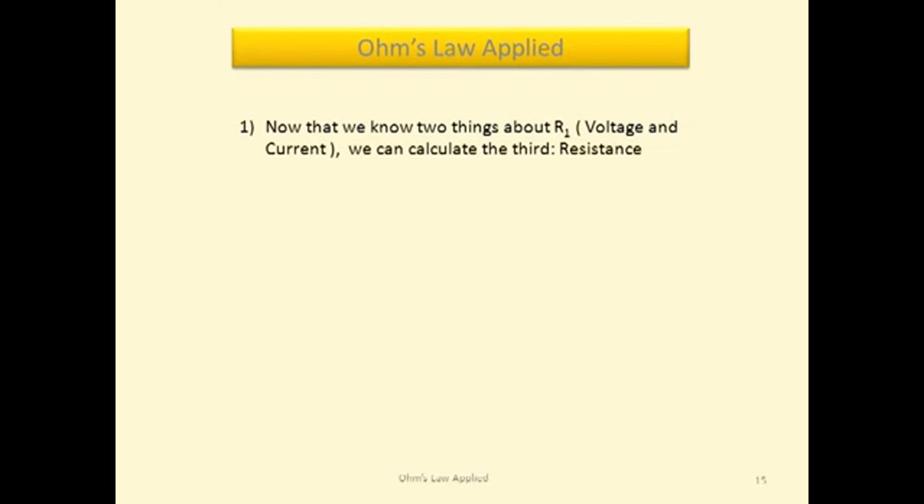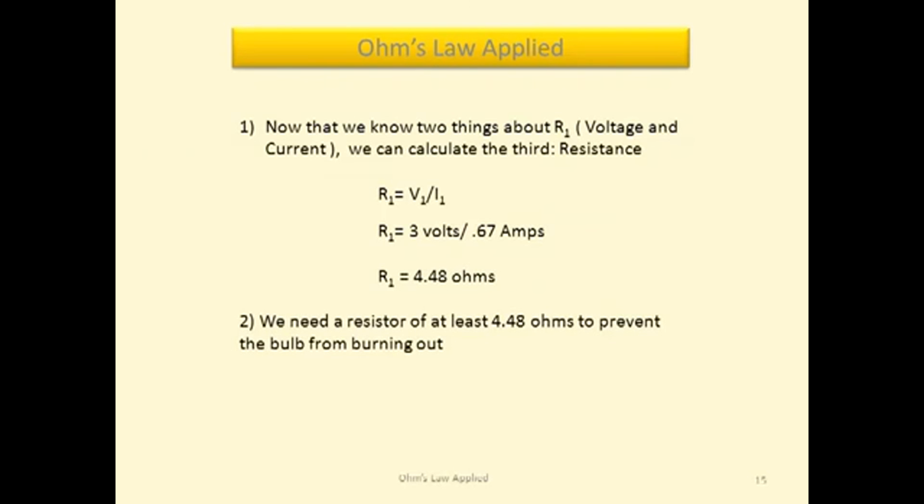Now that we know 2 things about R1, voltage and current, we can calculate the third, resistance. The resistance of R1 equals V1 divided by I1, or 3 volts divided by 0.67 amps. That gives us a resistance of 4.48 ohms. We need a resistor of at least 4.48 ohms to prevent the bulb from burning out. We'll test our calculations in the next video.